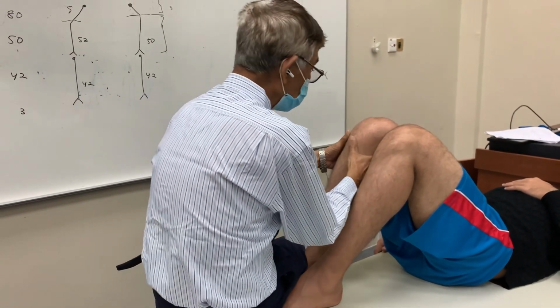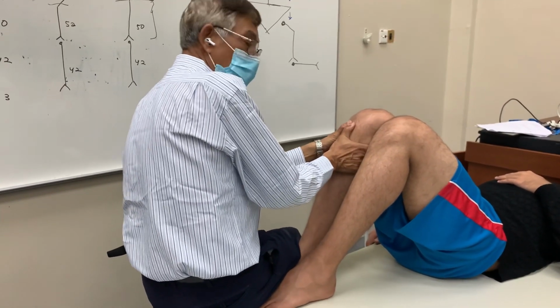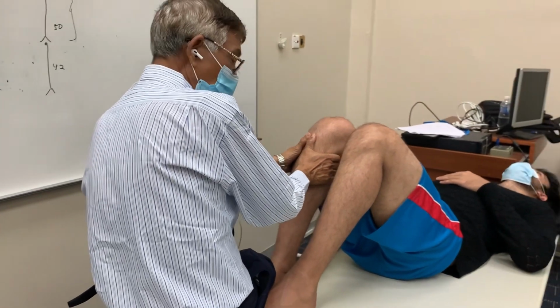And then this is the neutral position. Then you press backward. This is the posterior drawer test.